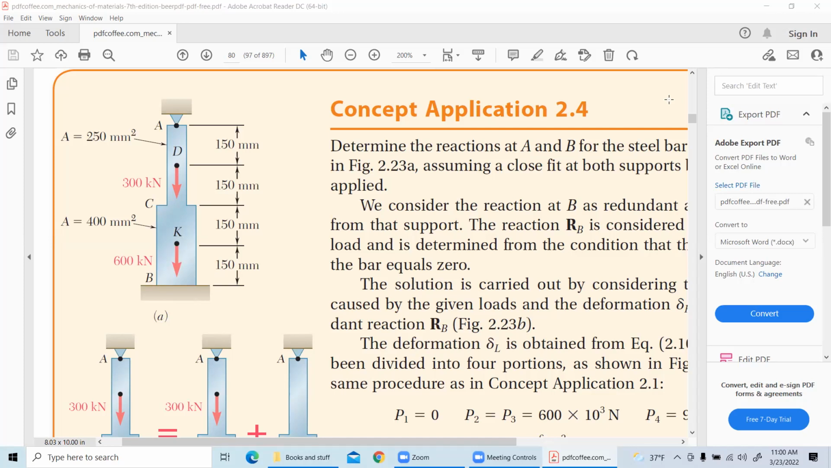The second part is, give me how much the portion AD has deflection, how much DC has deflection, how much CK has deflection, how much KB has deflection. Did you understand the question? Can you tell me how much is the total deflection of this complete structure? Total deflection means total change in length of the structure.